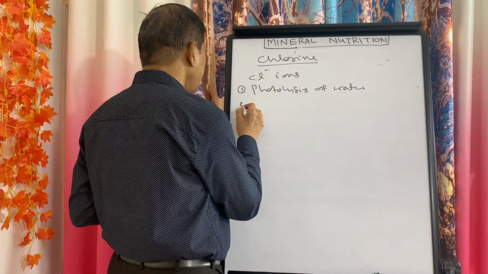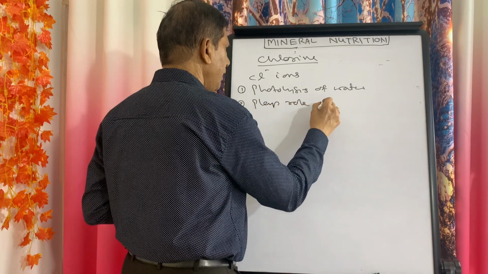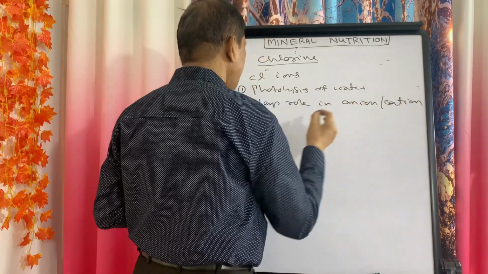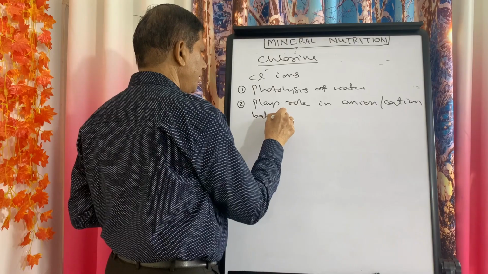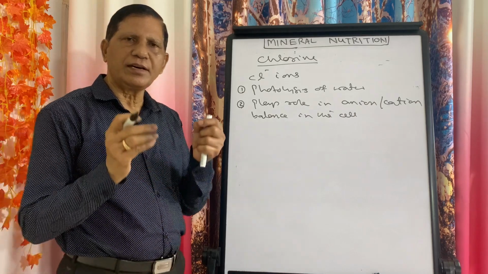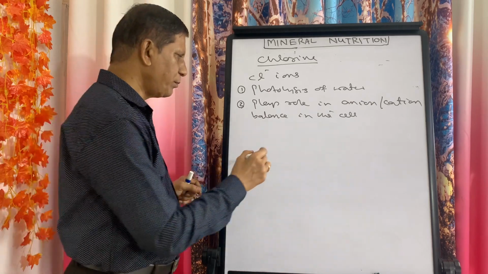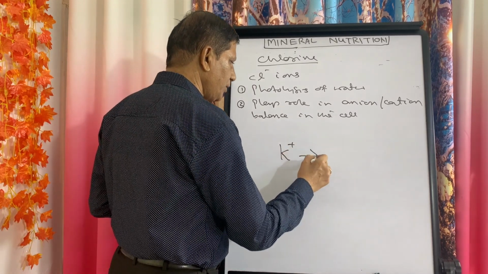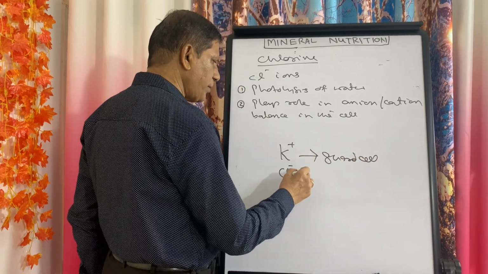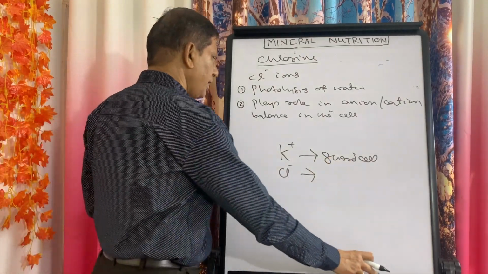The second important aspect is that it also plays a role in anion and cation balance in the cell. We have discussed that during the opening and closing of stomata, when potassium ions enter into the guard cells, along with that some amount of chlorine also enters to maintain the balance. So there also it plays an important role.